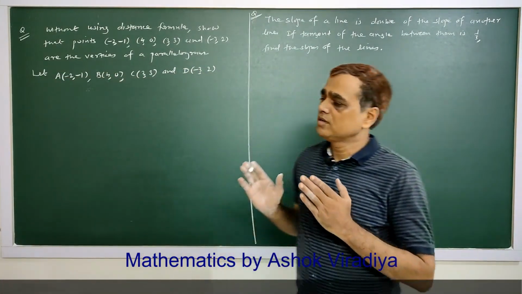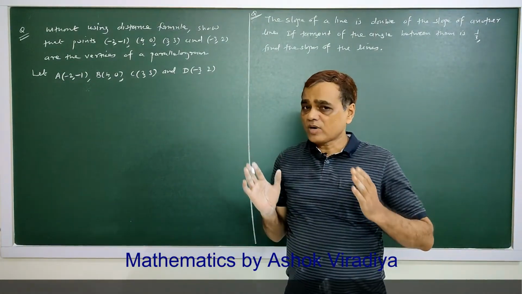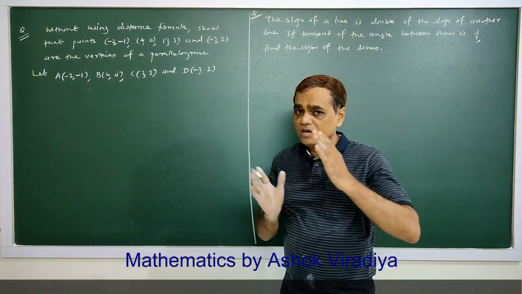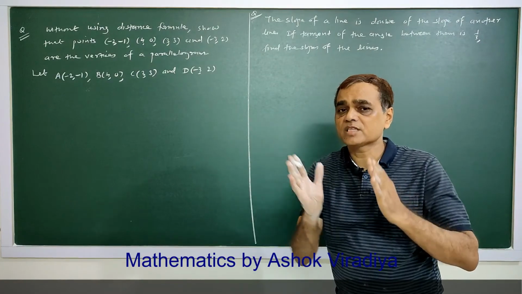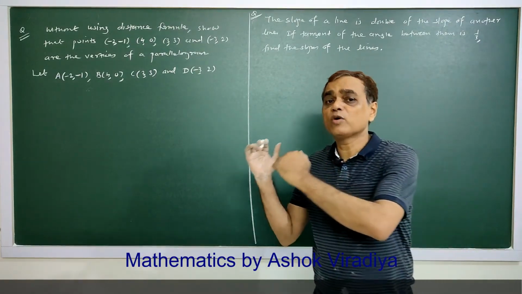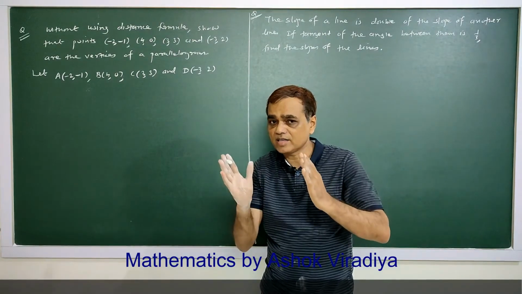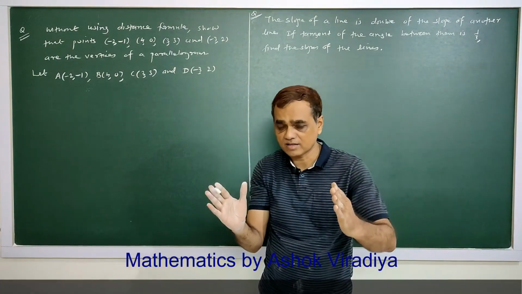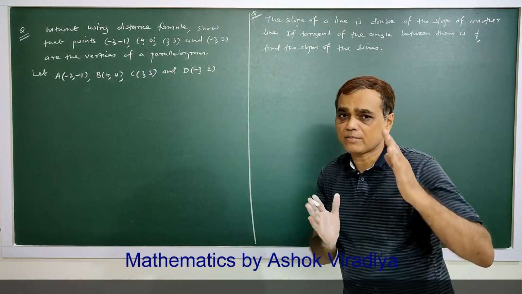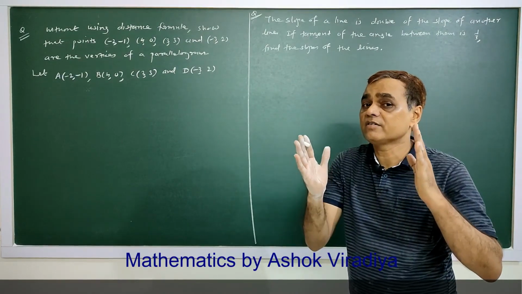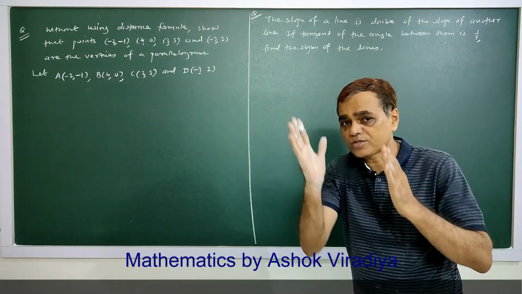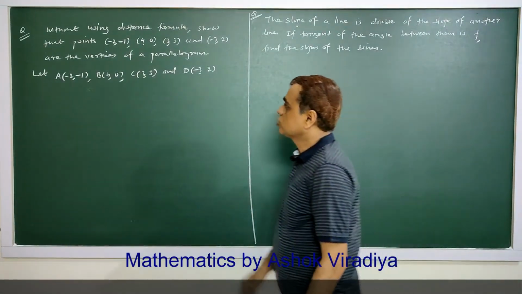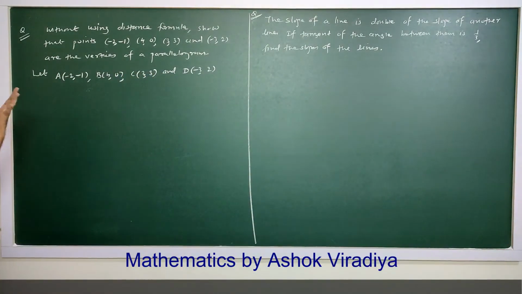Now if these are vertices of a parallelogram, then in this parallelogram opposite sides must be parallel. So we are going to show that opposite sides are parallel. There are two pairs of opposite sides, so we are going to show that both pairs of opposite sides are parallel. And to show that sides are parallel, we are going to show that their slopes are equal. Slope of these two sides and slope of these two sides. So here we find the slope of all sides.